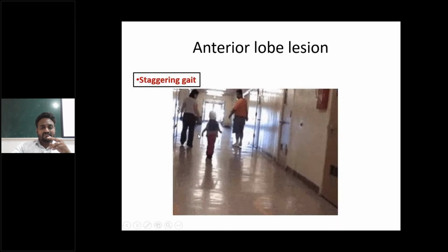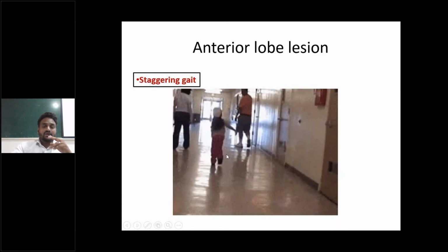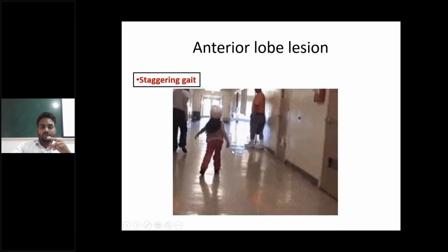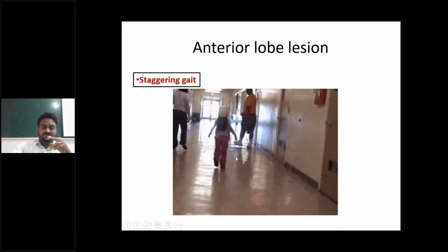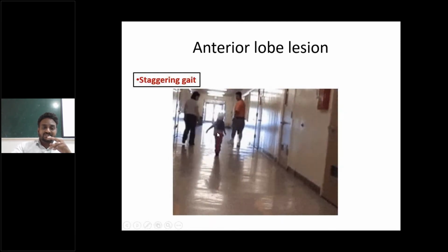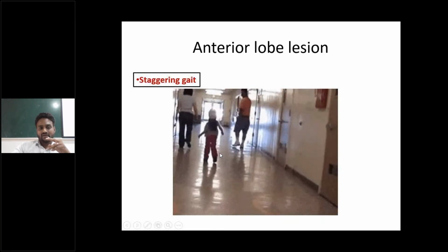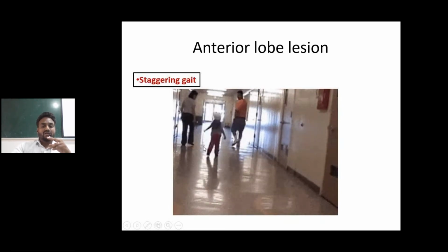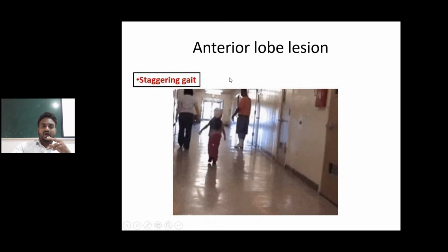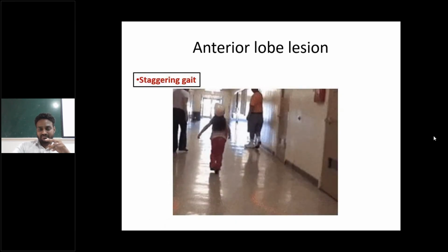What are the observations of this movement? First, incoordination of the lower limb muscles, and second, unable to walk in a straight line. This type of gait is called staggering gait, and this is due to a lesion of the anterior lobe of the cerebellum. Is it clear?